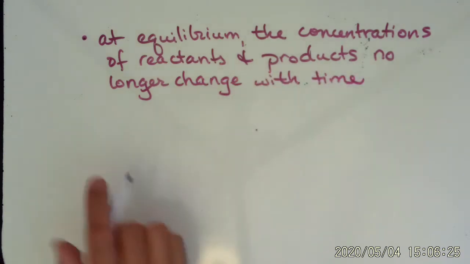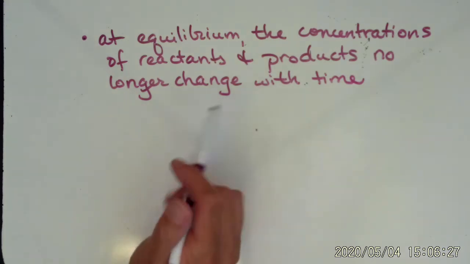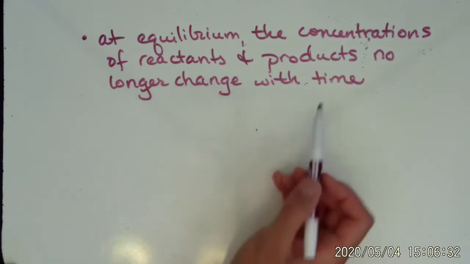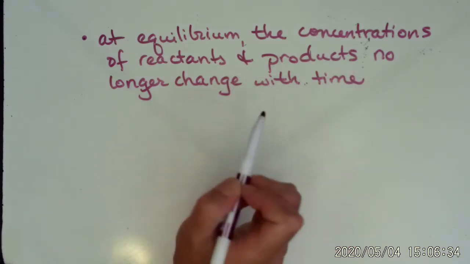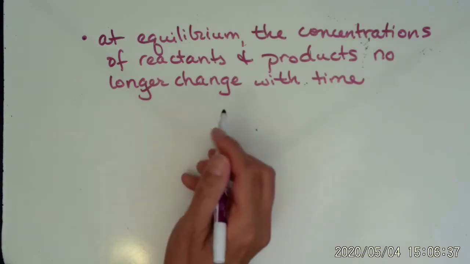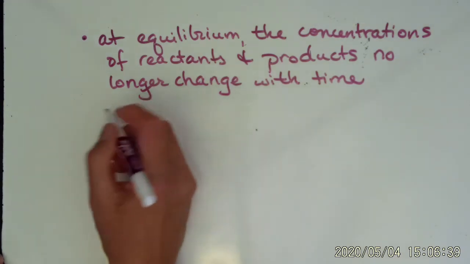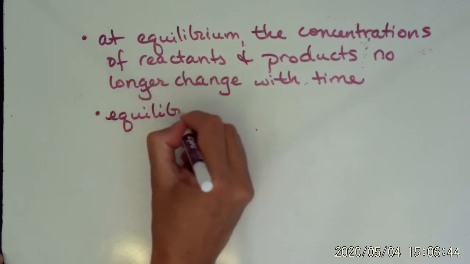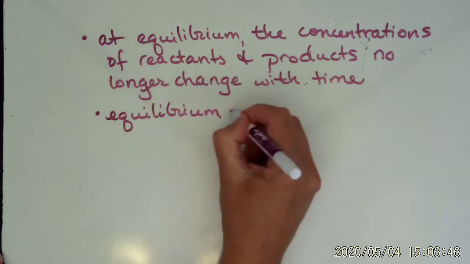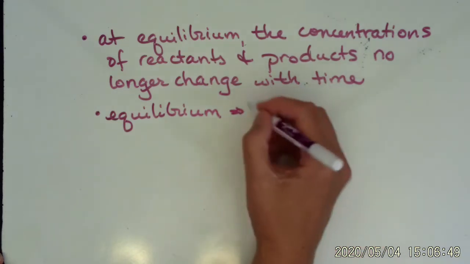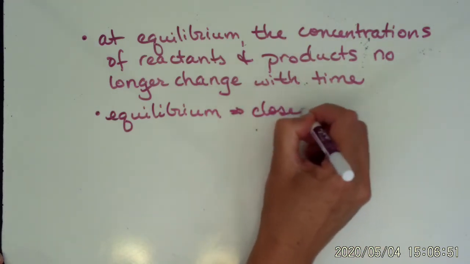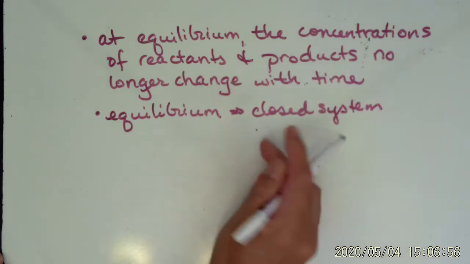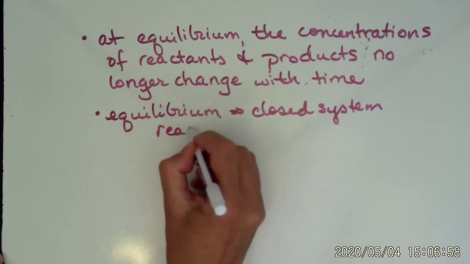So that's really important. When we state this, it no longer changes. In the initial part, we're not at equilibrium, so my concentrations will change. But once I hit equilibrium, they no longer change. For equilibrium to occur, just like when we talked about vapor pressure, you want a closed system, not isolated. You don't want reactants or products to escape the system.